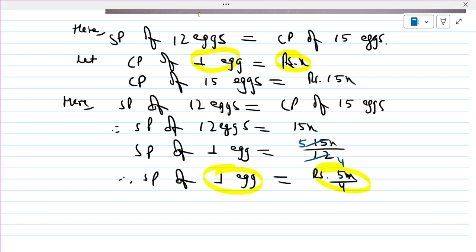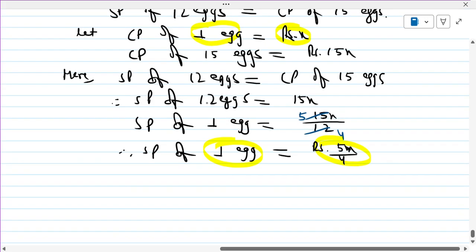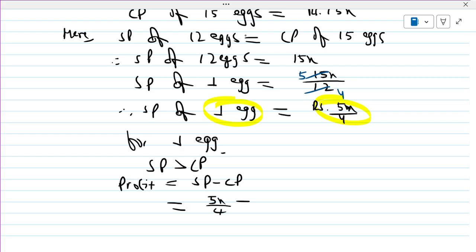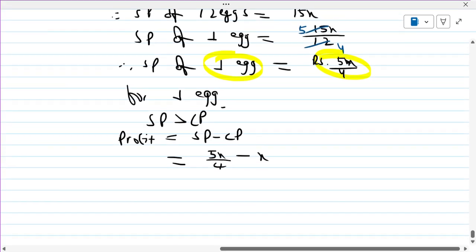So when we compare for one egg, SP is greater than the cost price. For one egg, SP is greater than CP, so obviously there is a profit. So we go for finding profit. Profit equals SP minus CP. Selling price is 5x by 4 and cost price is x. Taking 4 as LCM, 5x minus 4x, that is x divided by 4.